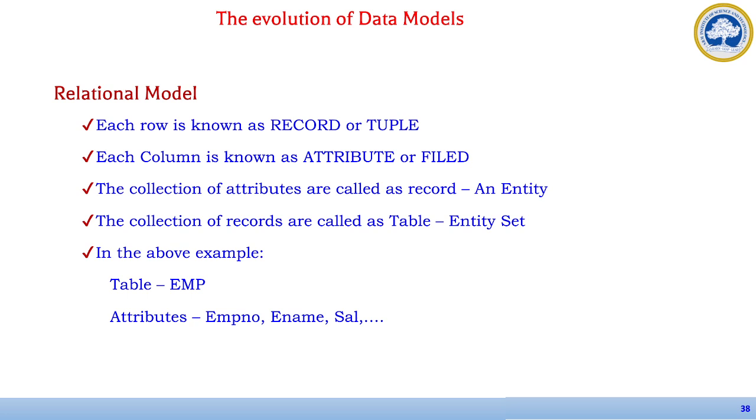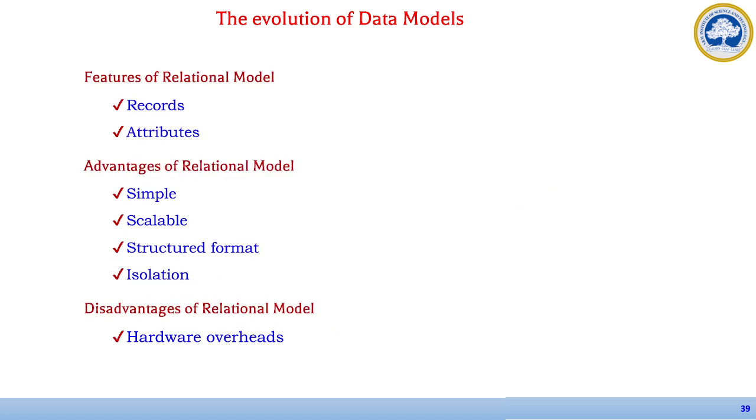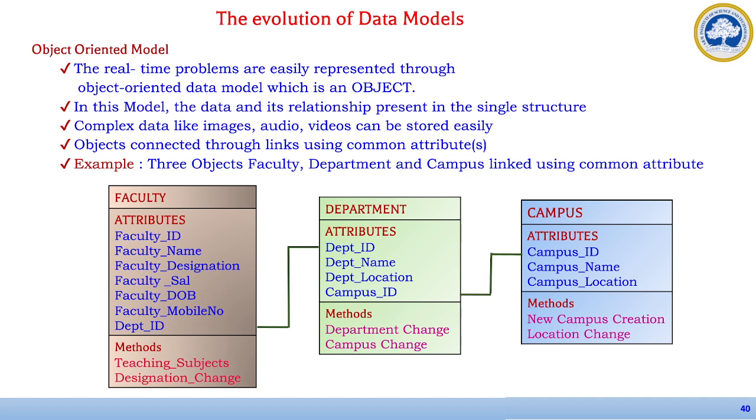In the relational model, each row is going to be called a record, and each column is known as an attribute. The collection of attributes is called a record or entity. The collection of records is called a table. In the above example, employee is the table name, and attributes are employee number, employee name, and salary.